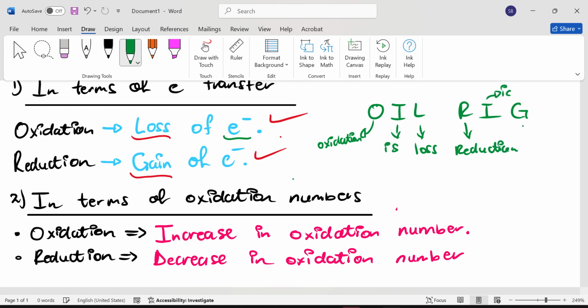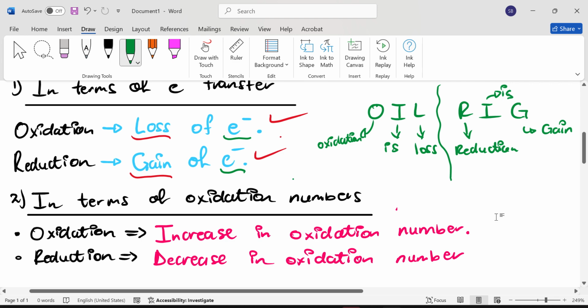Reduction is gain of what? Main character, electrons. So, I mean, it could work for someone, could not. If you actually know how to remember these definitions without using the mnemonic, that's fine. If you want to use the mnemonic, that's perfect. No one's going to judge you as long as you get it right.